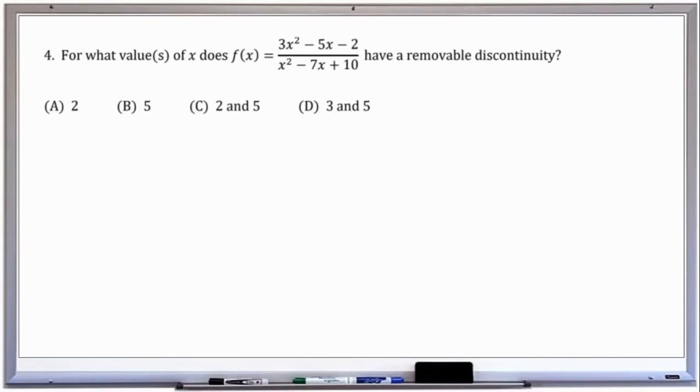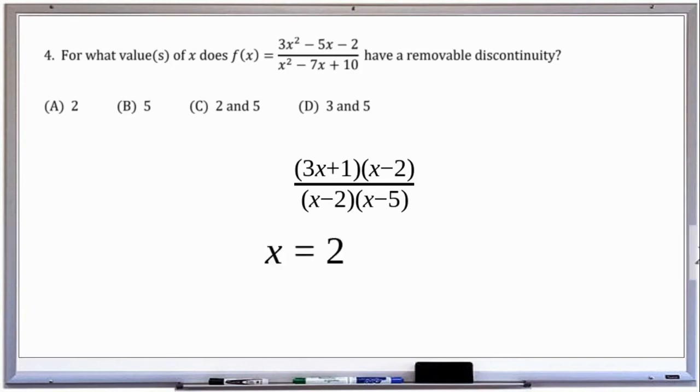Next is our first multiple choice. For what values of x does f of x equal 3x squared minus 5x minus 2 all over x squared minus 7x plus 10 have a removable discontinuity? First, we're going to factor. That'll factor into 3x plus 1 times x minus 2 all over x minus 2 times x minus 5. So our discontinuities are going to be x equals 2 and x equals 5. However, our removable discontinuity is x equals 2, because the x minus 2 on the top and bottom cancel out.